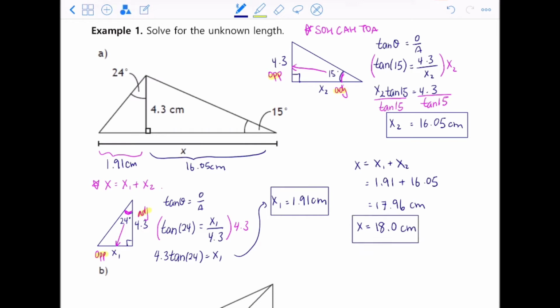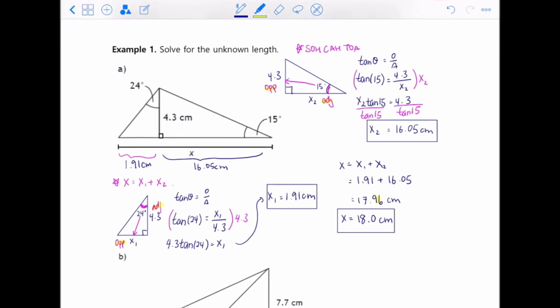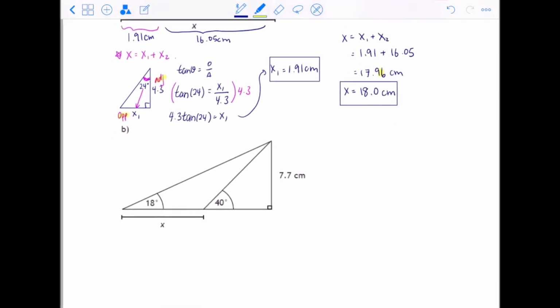So whenever the diagram shows you 1 decimal place, it's okay to stick to 1 decimal place, but this rounding has to happen at the end, or else you're just going to get a higher value. All right, so that's it for example 1, part A. Let's take a look at part B.